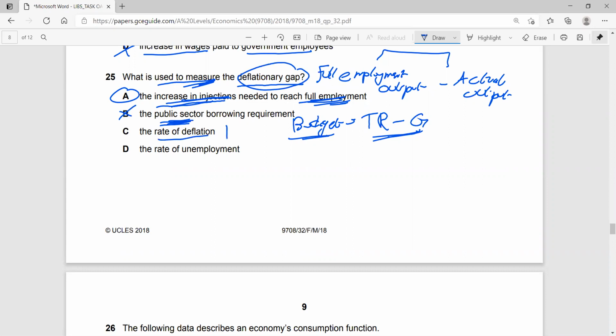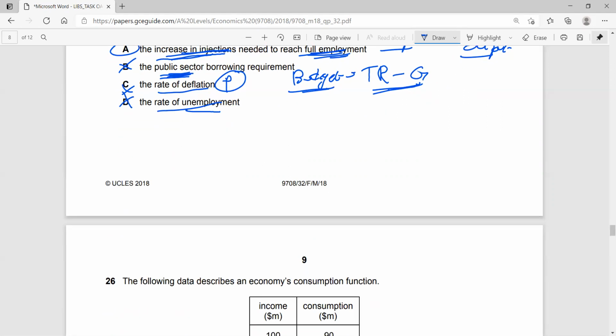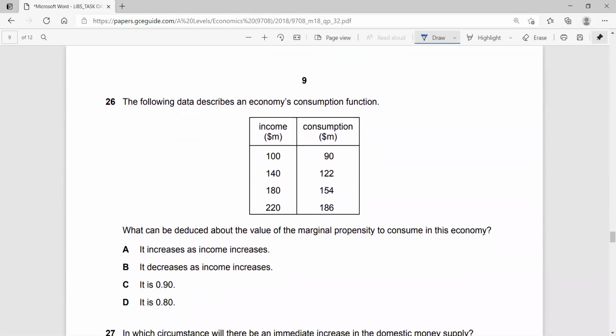The rate of deflation is linked to prices. Deflation is the persistent and sustained decrease in prices. This does not talk about the deflationary gap, which is essentially linked to output. So it's different. The rate of unemployment, again, links to how much excess or unused labor there is, not necessarily how much excess or potentially excess output there could be. So it's essentially still looking at labor where it should be looking at output. Right.